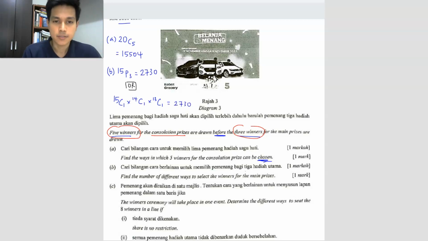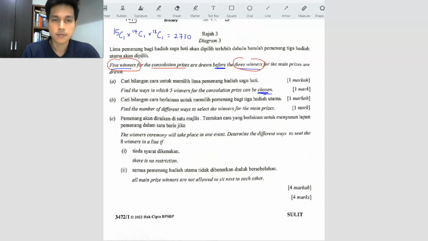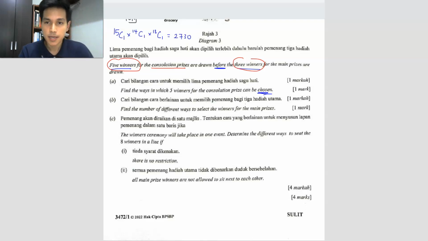Okay, all right, next. The winner ceremony will take place in one event. Determine the different ways to sit 8 in a line if there is no restriction. Okay, so let me scroll down here. This question is saying that there's an event. They want to arrange them to sit, 8 of them in a line. If there is no restriction, how many ways can you arrange them?